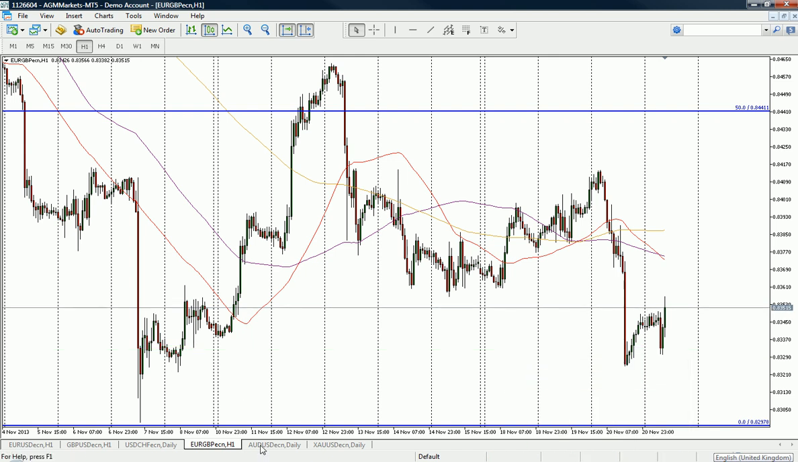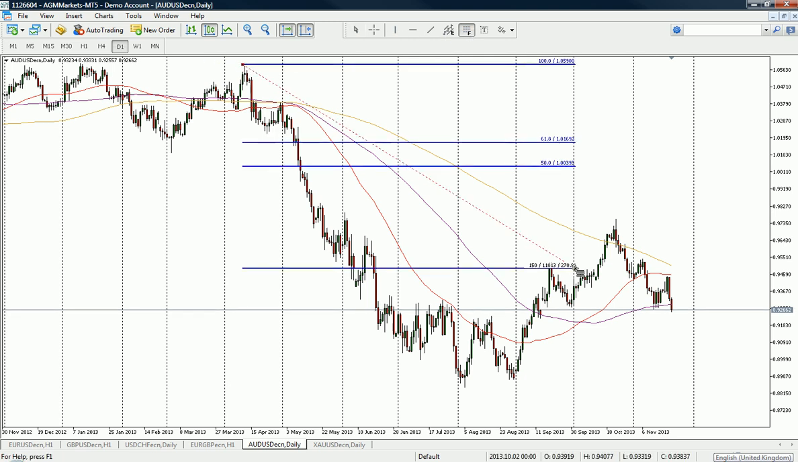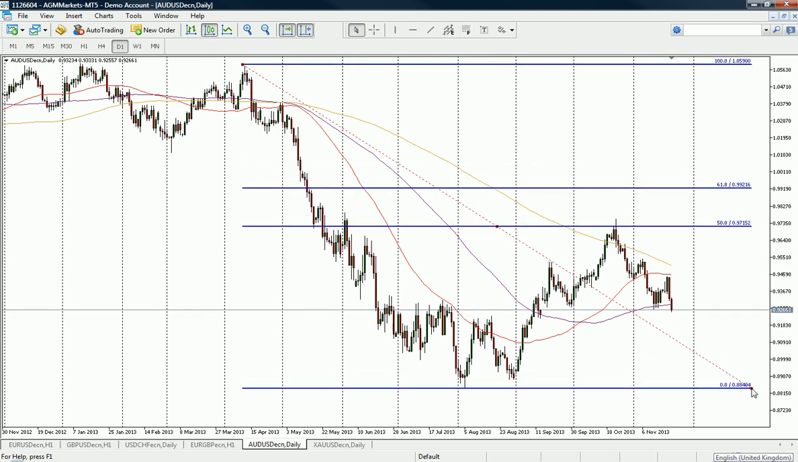Let's have a look at the Aussie chart. Aussie is still a really, really interesting chart, especially on this daily. We spoke about this in last week's video. The two big fibs that are in place, with this big selling opportunity, the sellers came in at this 50% at 0.9715s. Nice pierce there, lovely reversal pattern, and we've sold off.